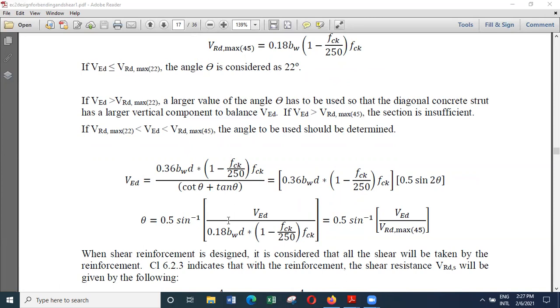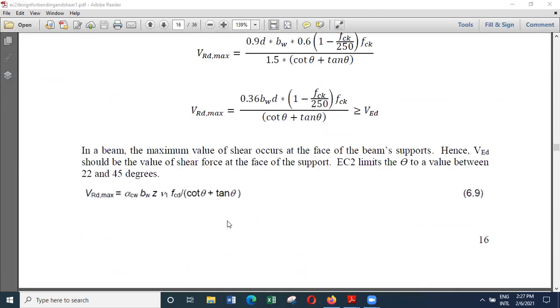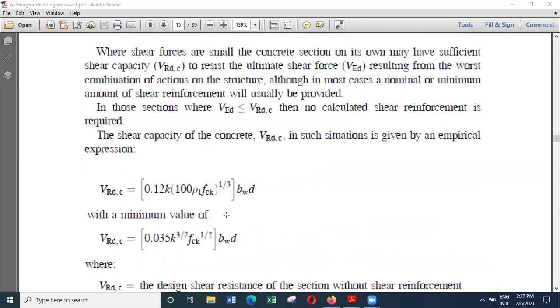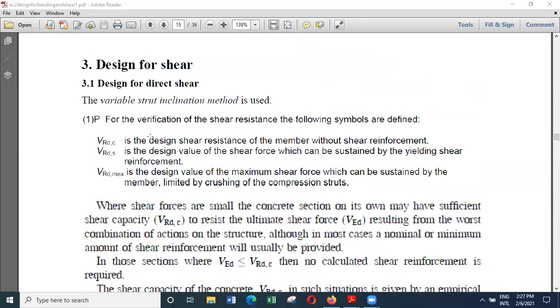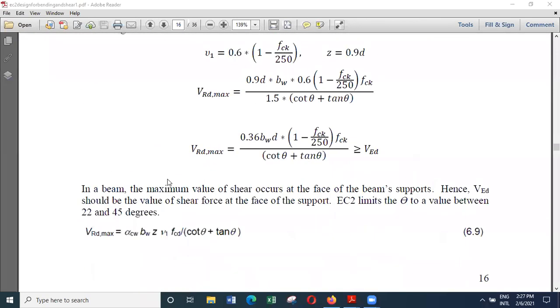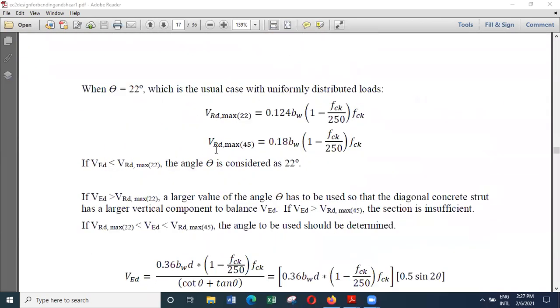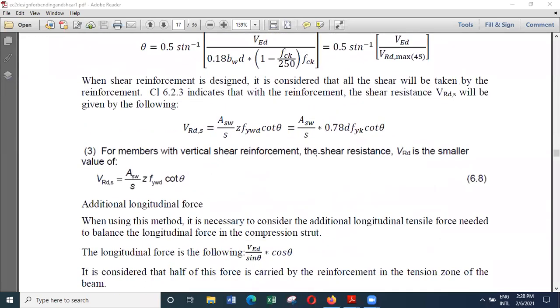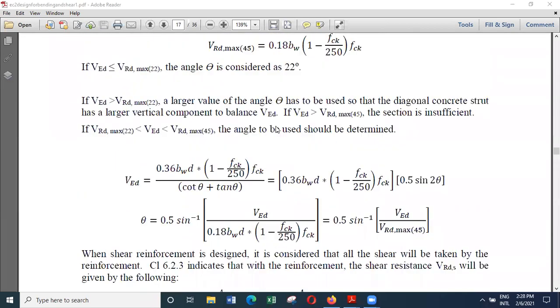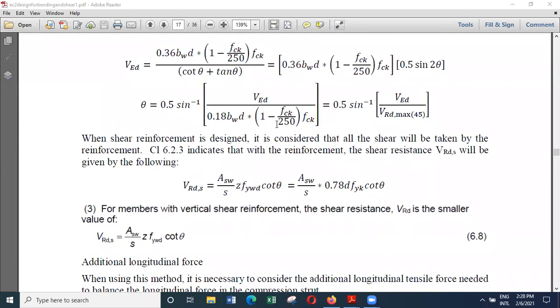When the shear reinforcement is designed, basically I explain a few conditions. One is nominal shear, design shear, and this is the limit. So if you are designing the shear reinforcement, then we immediately forget about the shear component carried by concrete, and we consider that the reinforcement resists the vertical component of the shear.